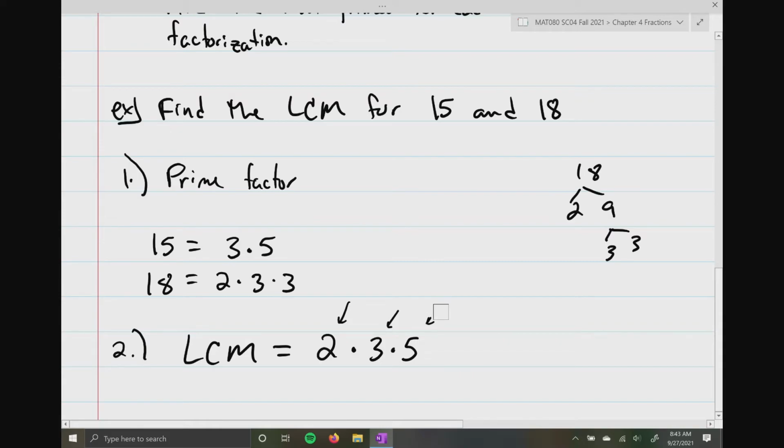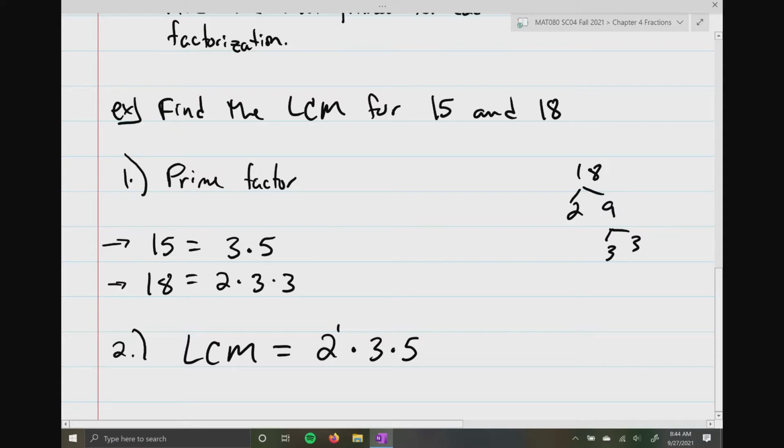So let's start with the number 2. I'm going to look at every single prime factorization, and whichever one has the most 2's, that's the one I use. So this is, honestly, kind of like a yes or no question. In the number 15, do you see any number 2's? Yes or no? I agree, no. What about in number 18? Do you see any 2's? Yes or no? How many? 1. So the exponent's going to be a 1. Good?